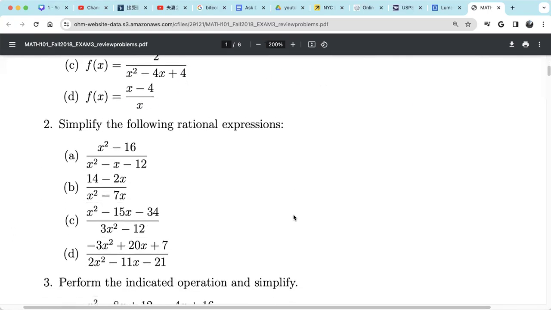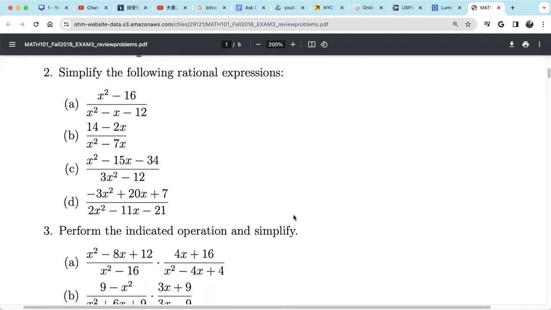Okay, let's see a second type. We want to simplify rational expressions. To simplify rational expressions, we need to put the numerator and denominator into factored form. The numerator is the difference of 2 squares, right? Because 16 is 4 squared, difference of 2 squares. So that can be factored as x plus 4, x minus 4.